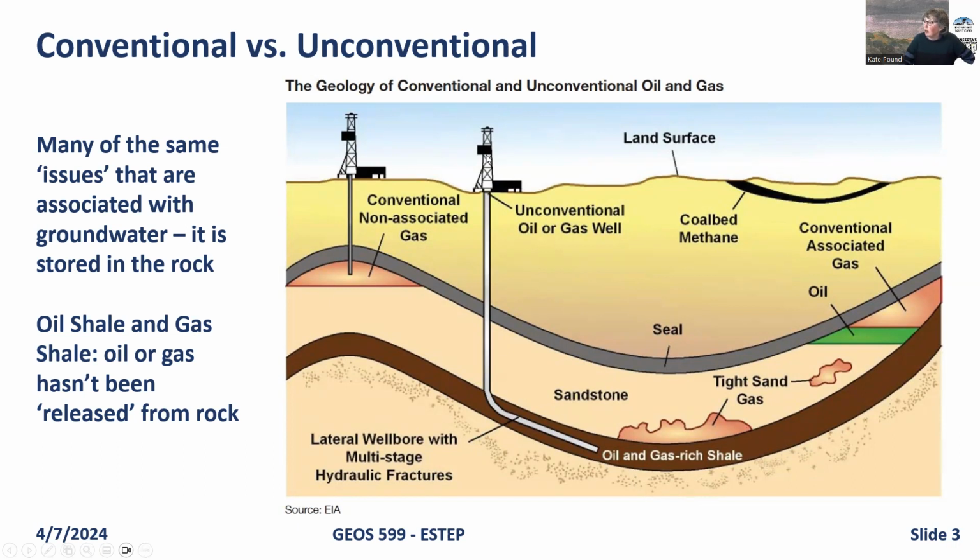Before we move on, what I want you to notice is that in the conventional oil field, we have a drill that just goes straight down. Look at what happens in an unconventional oil or gas well. We have that drill going straight down, but then it can extend laterally into that oil and gas rich shale. So let's move on.